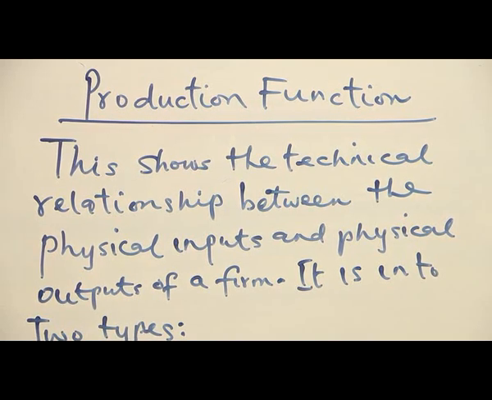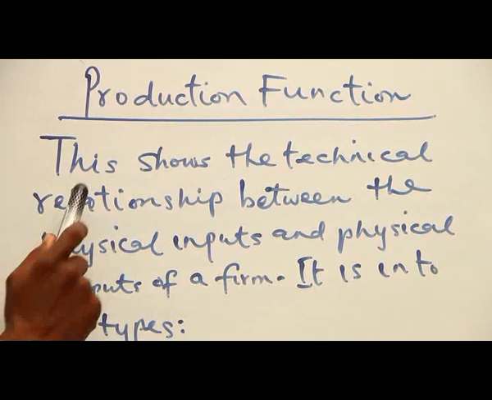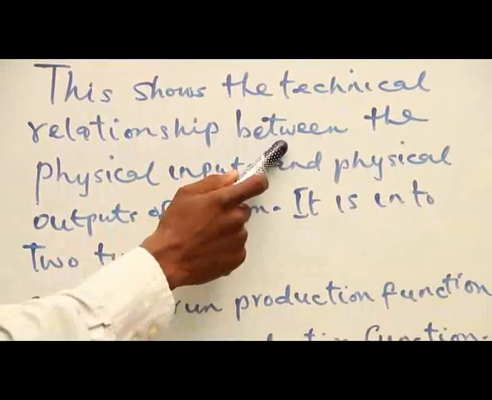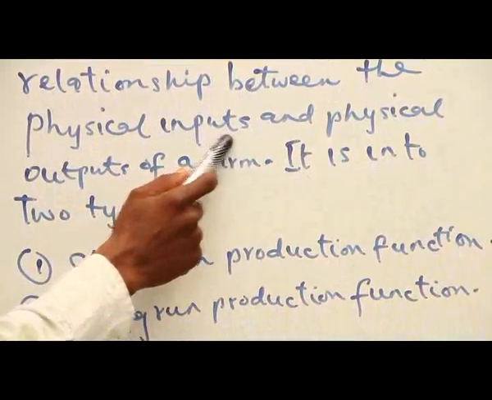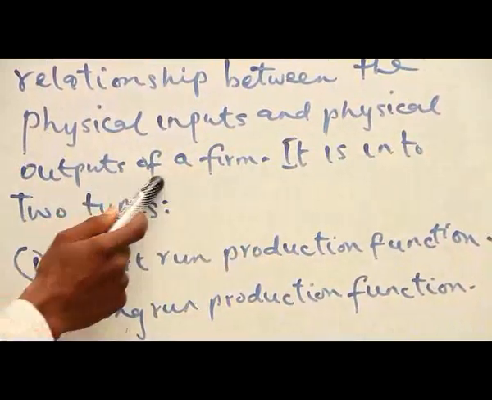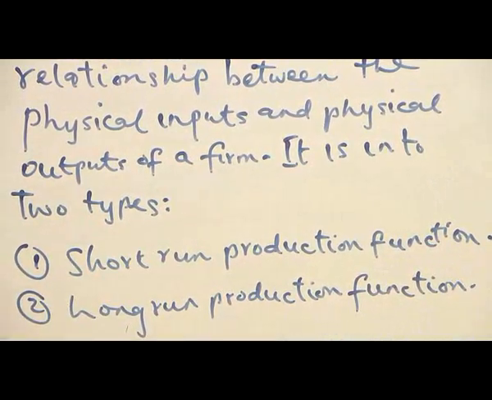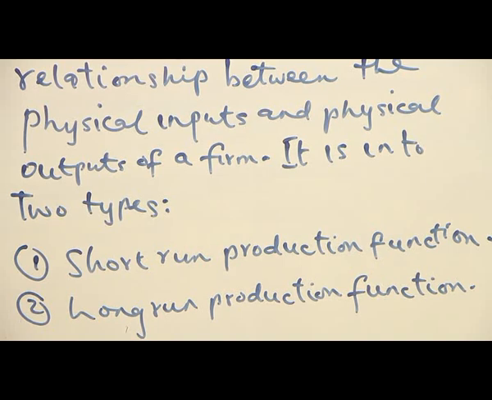What do you mean by production function? Production function shows the technical relationship between the physical inputs and physical output of a firm. So what we are trying to understand here is that we are looking at the relationship between the inputs that we want to use towards the commodity and the commodity that we produce in a firm. So that's what production function is talking about.